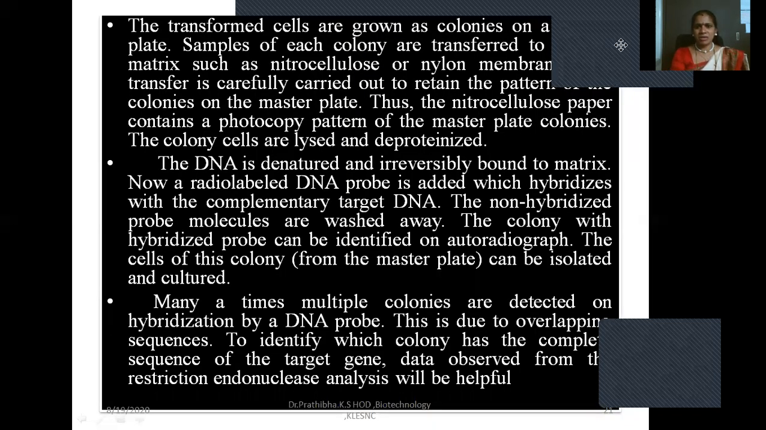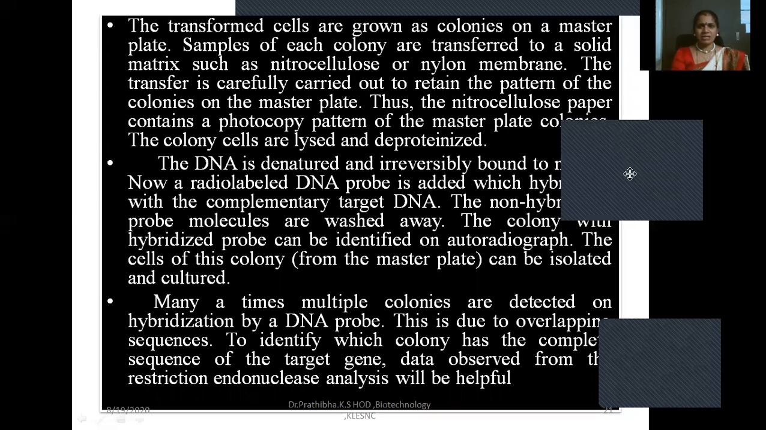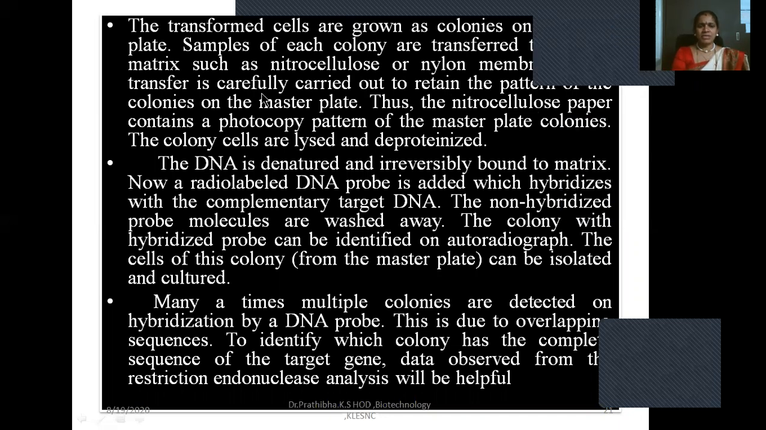The transformed cells are grown as colonies on a master plate. Samples of each colony are transferred to a solid matrix such as nitrocellulose or nylon membrane. The transfer is carefully carried out to retain the pattern of the colonies on the master plate. Thus, the nitrocellulose paper contains a photocopy pattern of the master plate colonies. The colony cells are lysed and deproteinized. The DNA is denatured and irreversibly bound to a matrix.